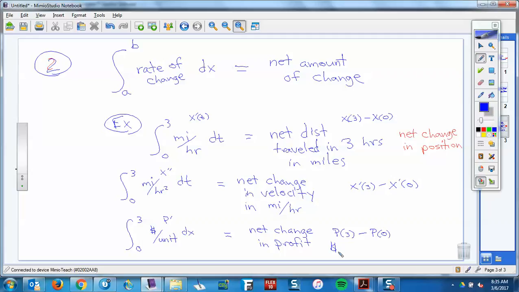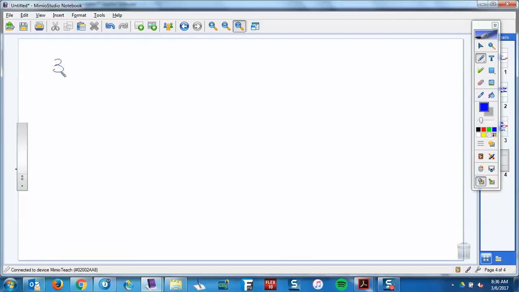So anytime we have an integral, we have a rate of change, and we want to find the net amount of change, we set up this integral. That is a real important takeaway from some of the things we've seen, and I think it came up in those packets as well, and it comes up a lot in the pre-response questions.